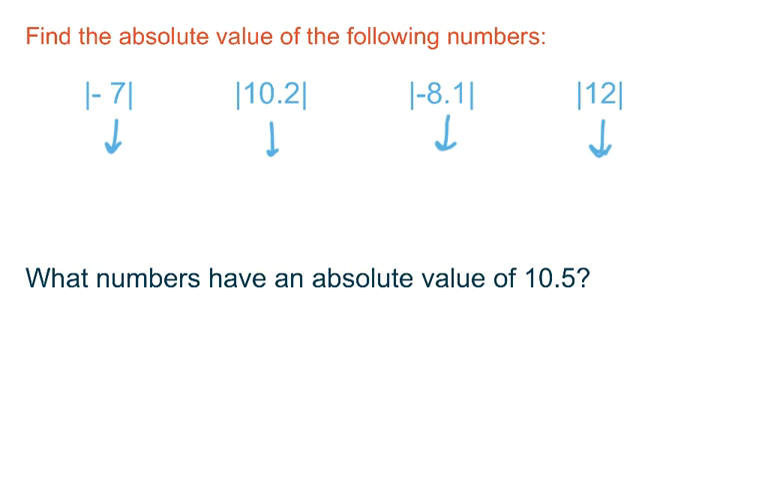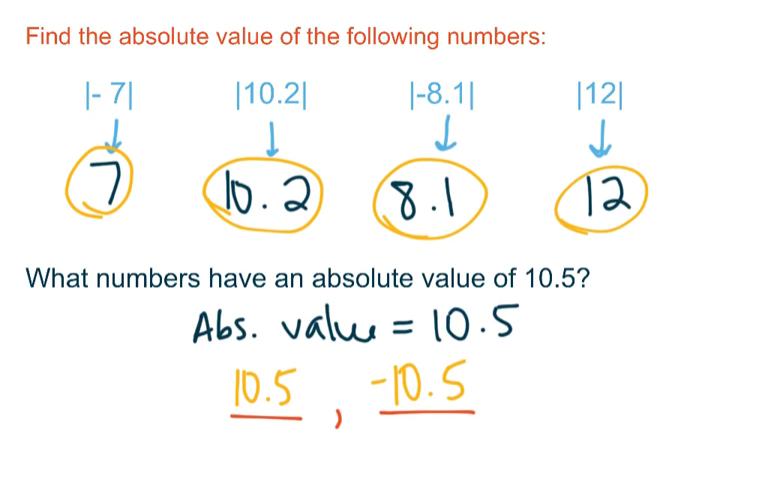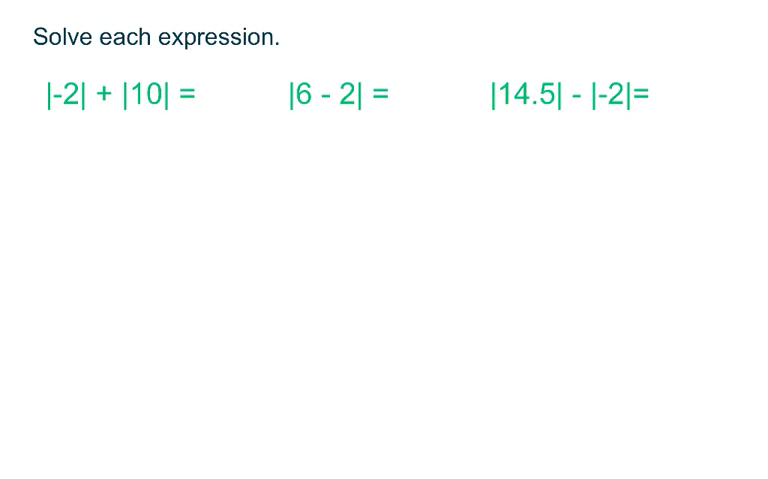Now I want you to try this slide or this screen on your own. Similar questions to what we just did together. So go ahead and pause the video, and then once you think you have your answers for the 4 numbers at the top and then for the second question at the bottom, go ahead and hit play again and check your answers with mine. So you'll see that I have my answers. The first answers are 7, 10.2, 8.1, and 12. And then you'll see that my absolute value at the bottom, what numbers have an absolute value of 10.5 would be 10.5 and -10.5.